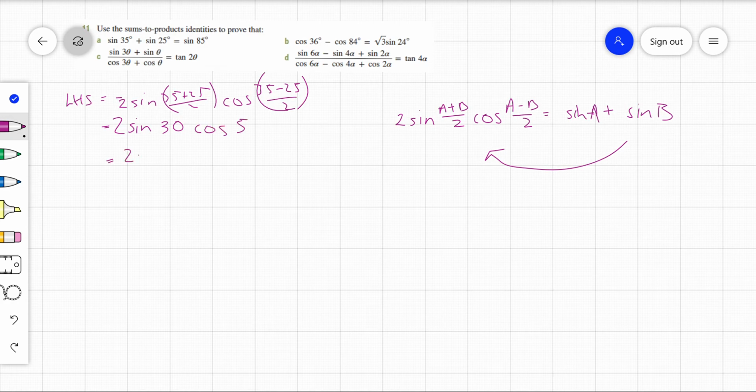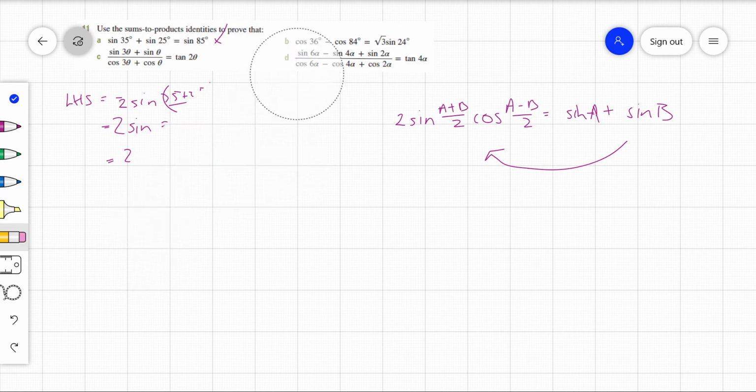And we know sine 30 is a half. So we've got a half times 2 is 1. So we get cos 5. Now that's not the answer, but don't worry, because we know that cos and sine are complementary. So that's the same as sine of 90 minus 5, which is equal to sine 85. So we can get our right-hand side.